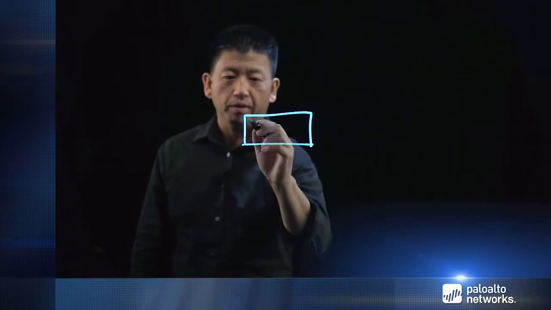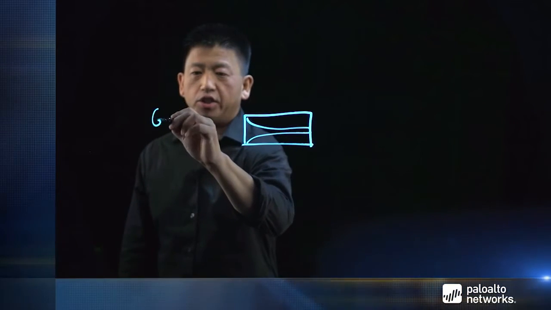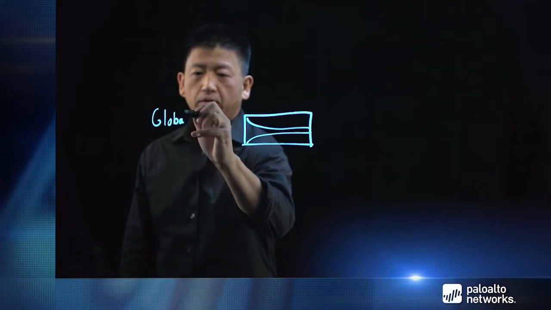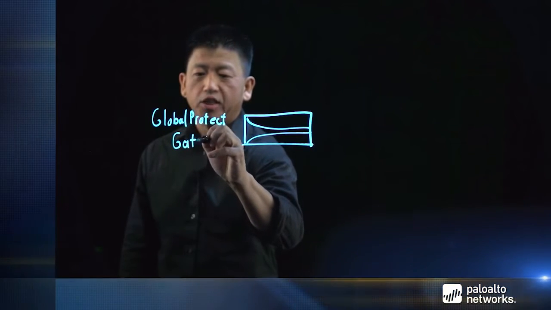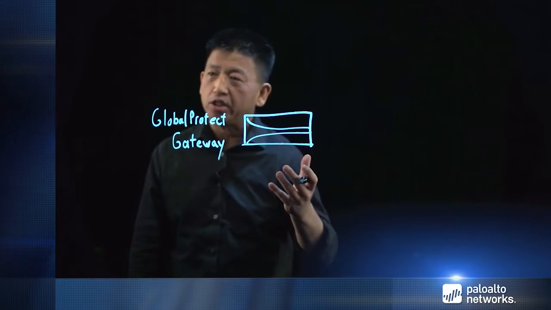So now let's take a look at the components in the GlobalProtect environment. The first thing that I'm going to talk about is the GlobalProtect gateway. The GlobalProtect gateway runs on the Palo Alto Networks next generation firewall. What the GlobalProtect gateway does for you is that it's a place where you can enforce policies about the content that people access, as well as control and block threats that may be present in that traffic.